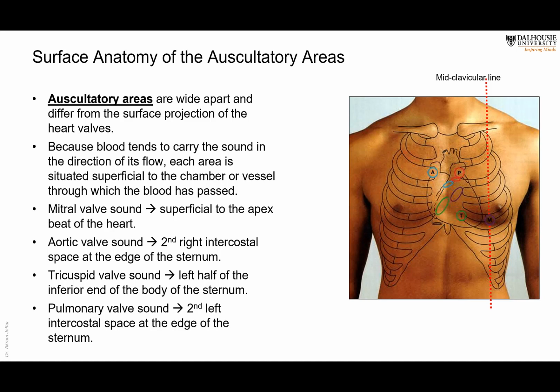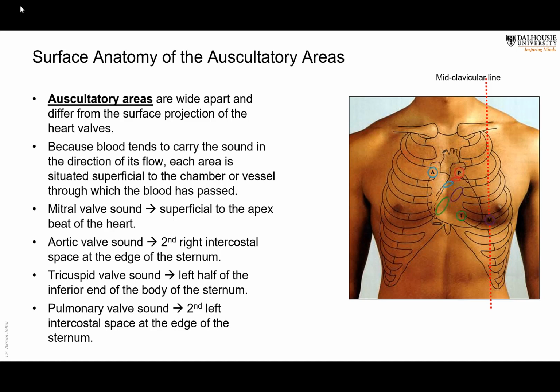So, for example, for the mitral valve, the blood direction will be in this direction. So the mitral valve is best auscultated at the apex of the heart, left fifth intercostal space in the mid-clavicular line. The tricuspid valve is best heard behind the left side of the lower end of the sternum. The aortic is in the second right intercostal space, just to the side of the sternum. The pulmonary is in the second left intercostal space, just to the side of the sternum.